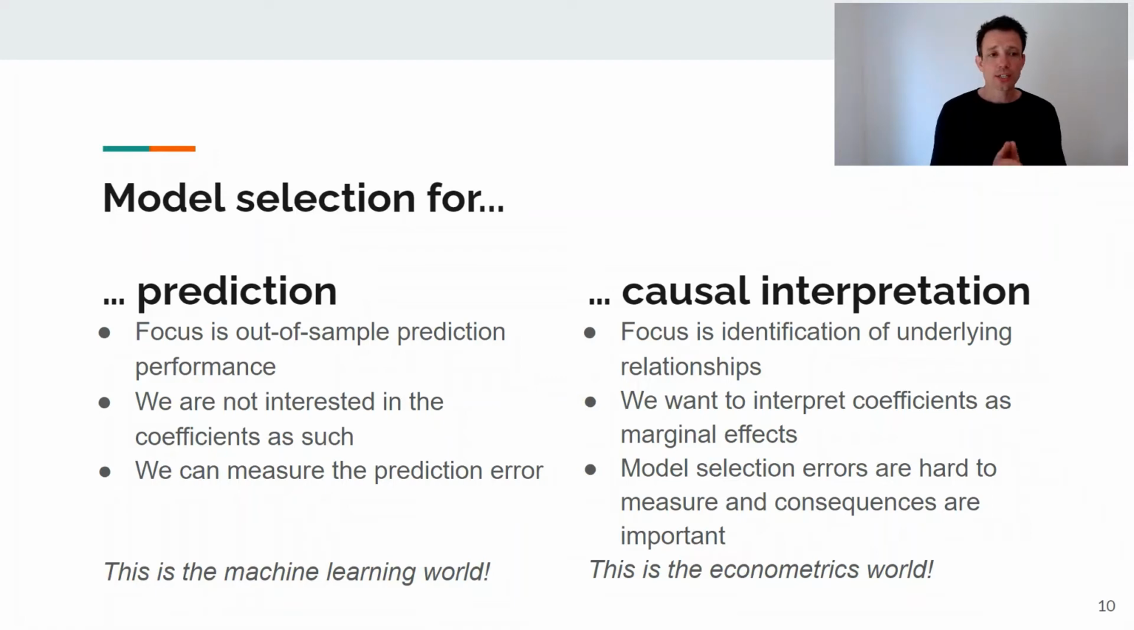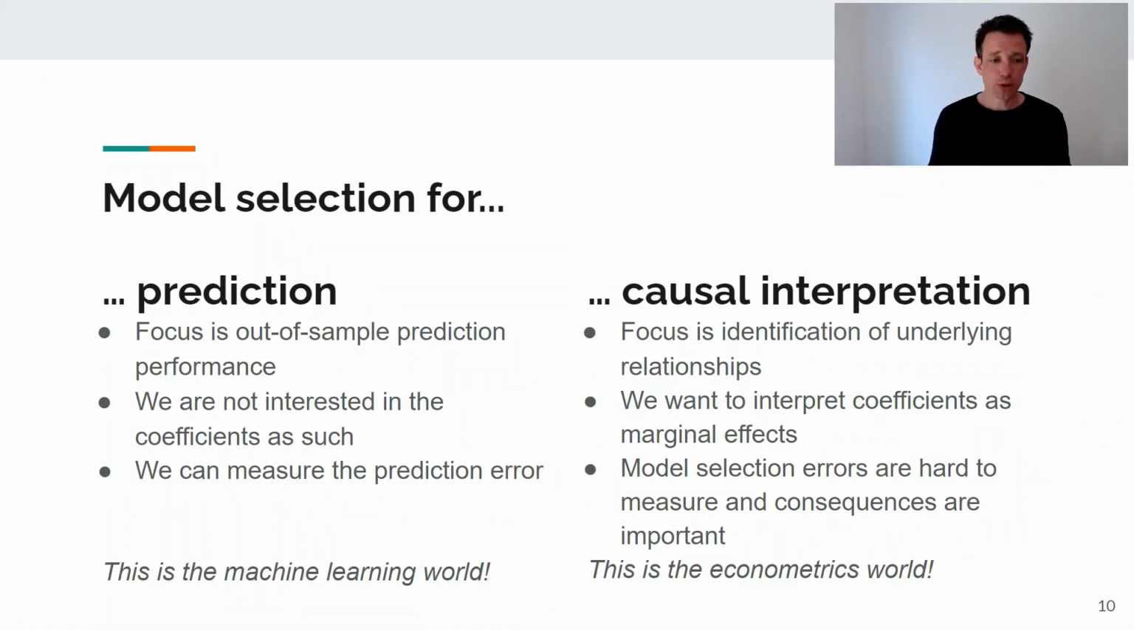So what is the difference between the two? In prediction, we are focused on the out-of-sample prediction performance, as we have discussed before. What we want is a model that performs well for an unseen new sample point, so it performs well out of sample. In a causal interpretation context, we are interested in identifying the underlying relationships. That is fundamentally different. Being good in an out-of-sample prediction task does not necessarily mean that the model is also good in terms of identifying the underlying relationships, and also vice versa. So that's the first important thing.